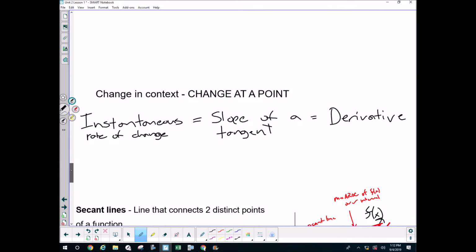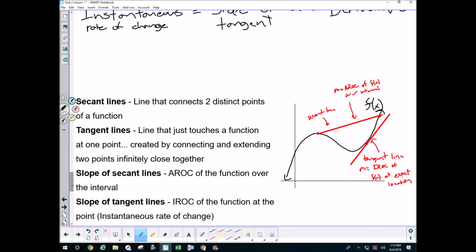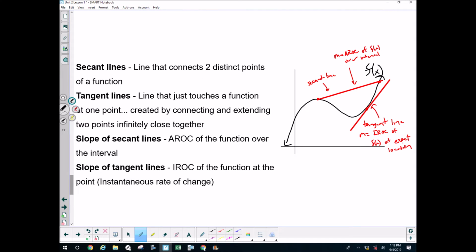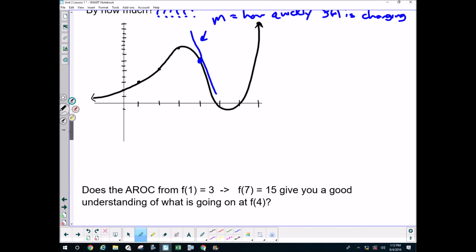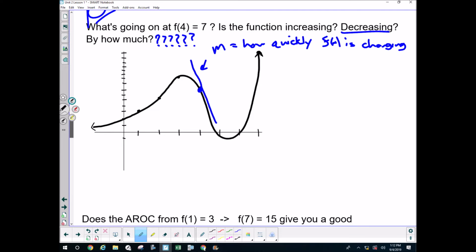Now, I gave you a little synopsis of what we just talked about here. Secant line, line that connects two distinct points. Tangent line, line that just touches a function. We'll talk about that in a second. Slope of a secant line, average rate of change: on average, how many y's we've changed over an interval. Slope of a tangent line, instantaneous rate of change. Okay, now, how are we going to find this value? That becomes the next question.